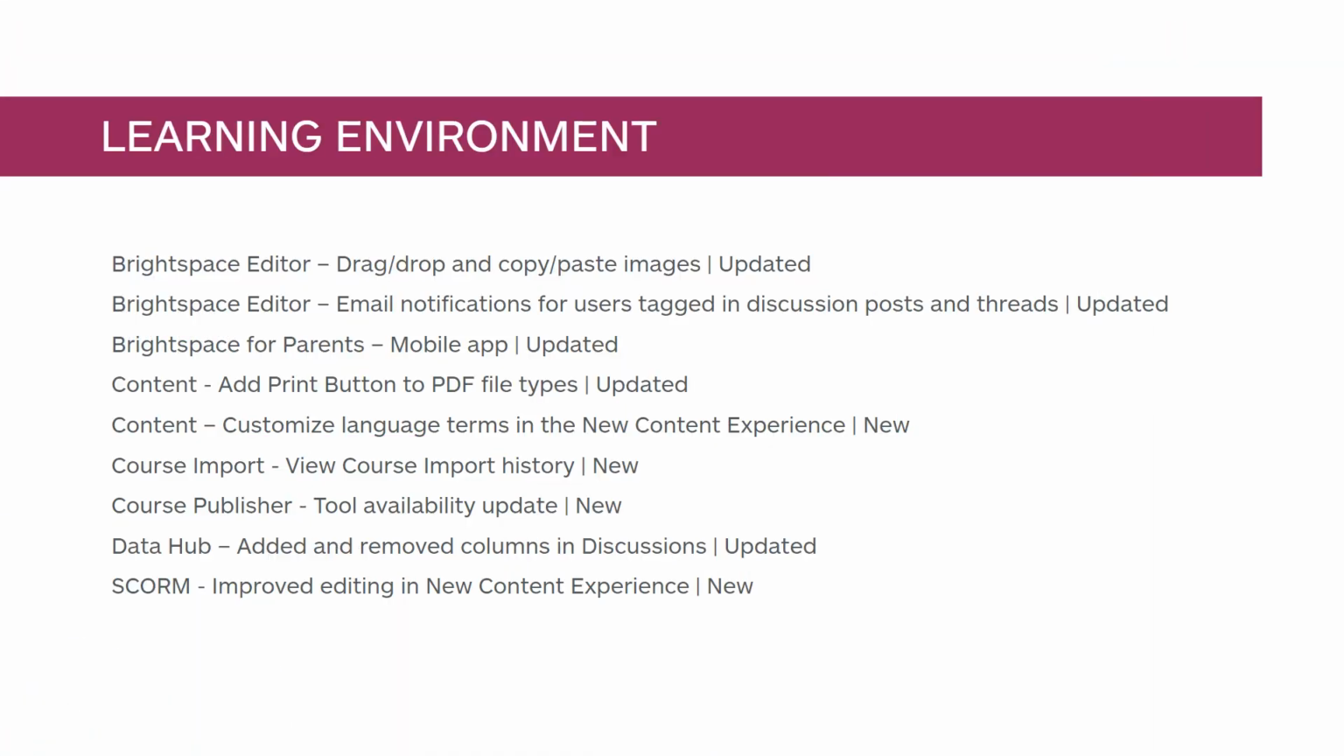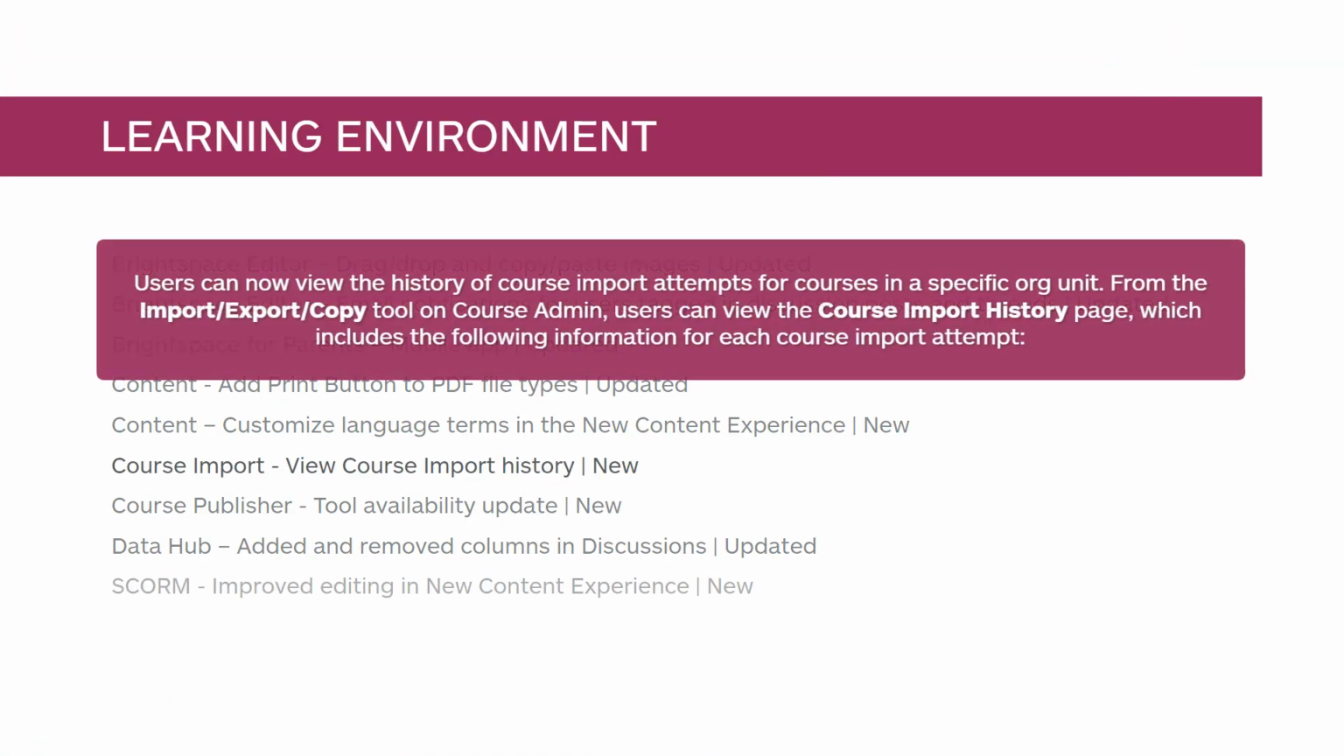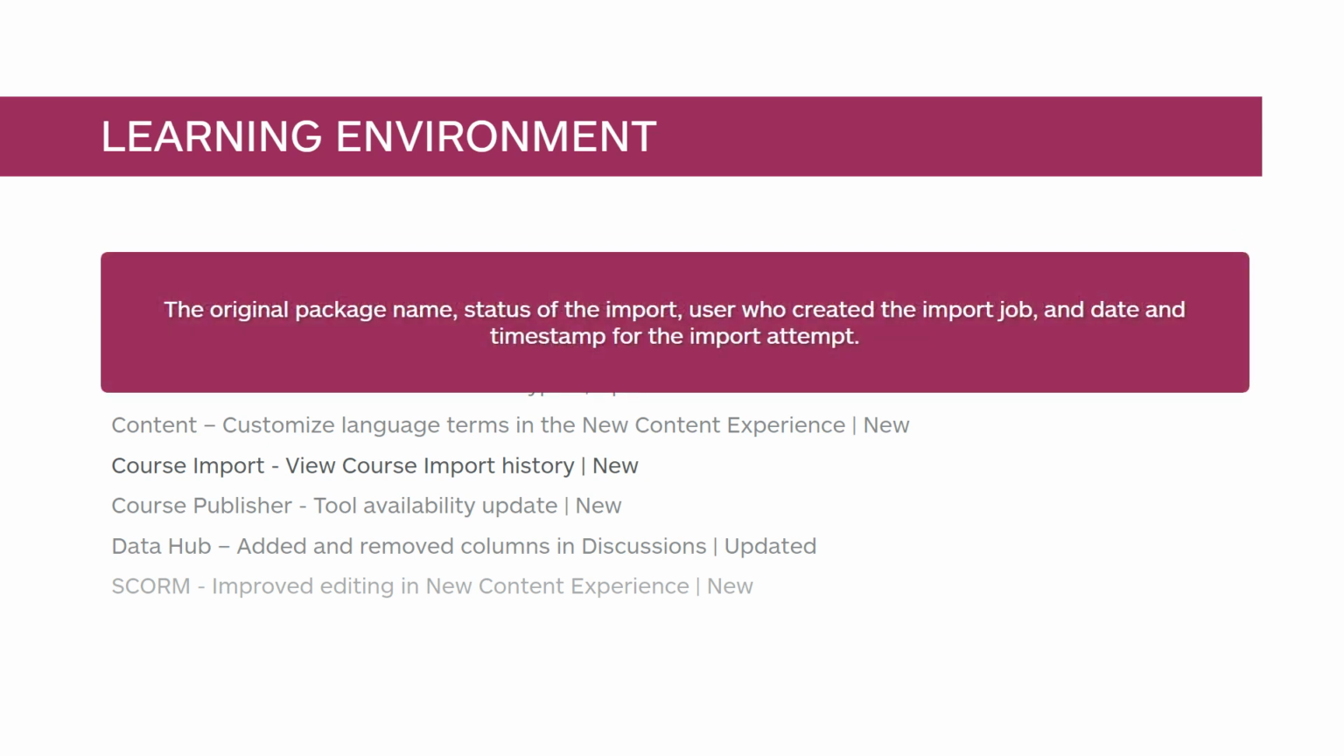Course import, view course import history. Users can now view the history of course import attempts for courses in a specific org unit. From the Import-Export Copy tool on Course Admin, users can view the course import history page, which includes the following information for each course import attempt: the original package name, status of the import, user who created the import job, and date and timestamp for the import attempt.